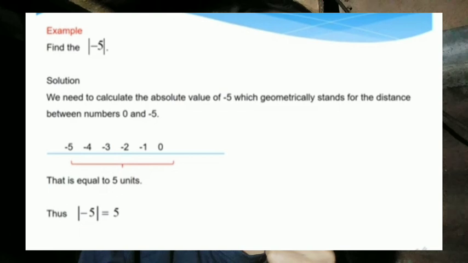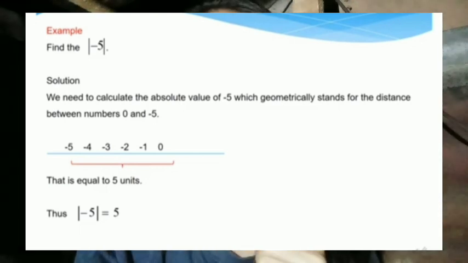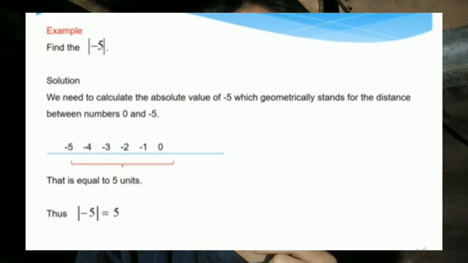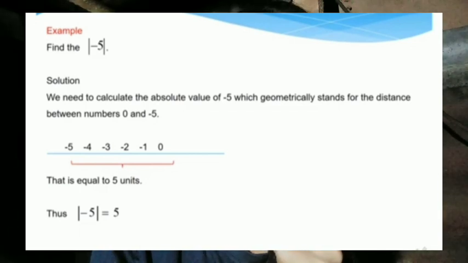A while ago we had a positive number. Now let's have a negative number. Find the absolute value of negative 5. Let's calculate |-5|, which represents the distance between negative 5 and 0 on the number line. As shown in the diagram, this distance is also 5 units. So the absolute value of negative 5, |-5|, is equal to positive 5.